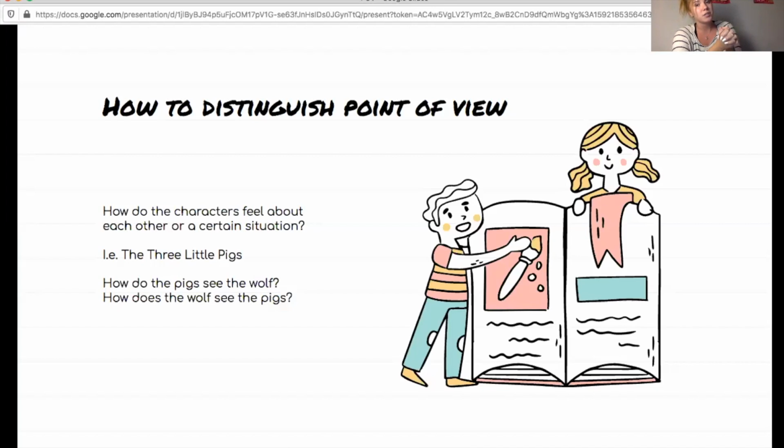Okay, so now we are going to dive in a little deeper and talk about how to distinguish point of view. Distinguish means kind of tell them apart, separate them. The million-dollar question of distinguishing point of view is, how do the characters feel about each other or a certain situation? So for example, let's talk about the three little pigs right here. We all know the question, how do the pigs see the wolf? Do they see him as this nice guy, this guy who just wants to get on with his day and a guy who will cause no harm?